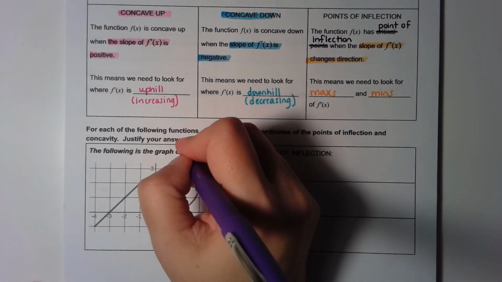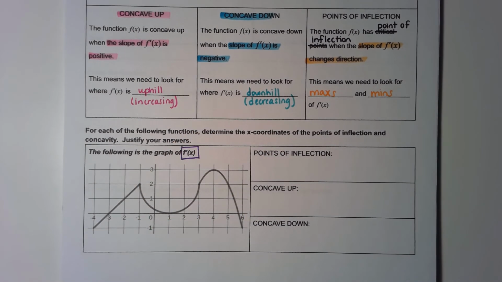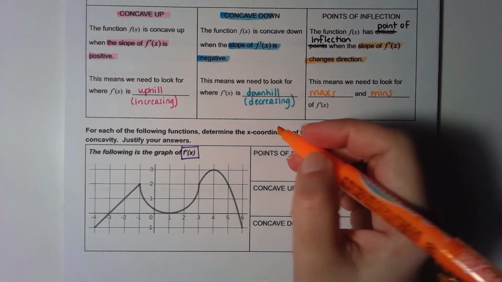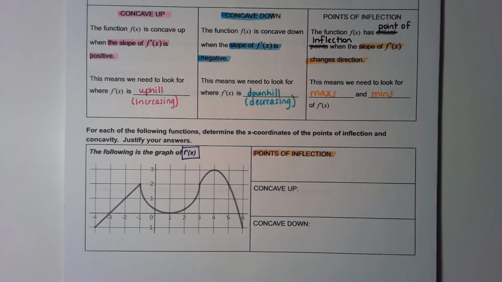Once again, it's important to realize that in this problem, we are given the graph of f prime. So this is not the original function. We're going to use the graph of f prime to answer questions about the original function, but we don't have that graph of the original to look at. The point of inflection is going to be the place where the slope of this graph changes signs.